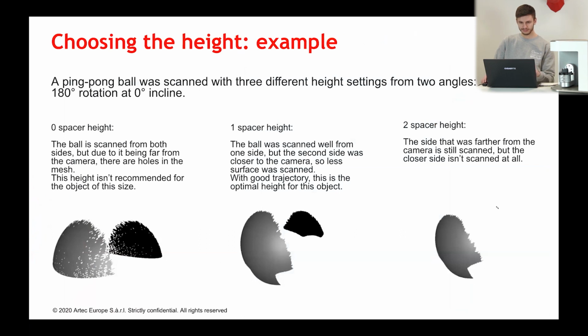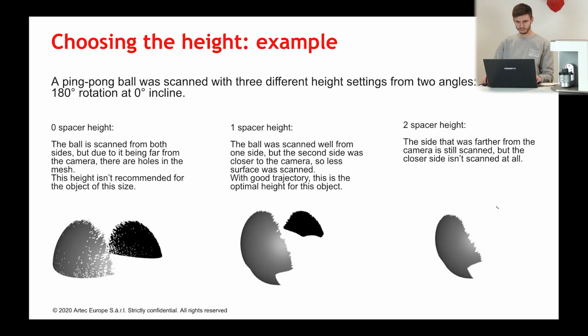Here is a visual example of variable spacer usage. On the left, the ball was sitting on 0 spacers. It was too far away from the camera and was not really scanned properly. The resolution would, in this case, also be less than desirable. Then in the middle, the ball was sitting on 1 spacer. The result is much better, and the ball could be scanned in this way. 1 spacer appears to be an adequate solution for this ball's size.